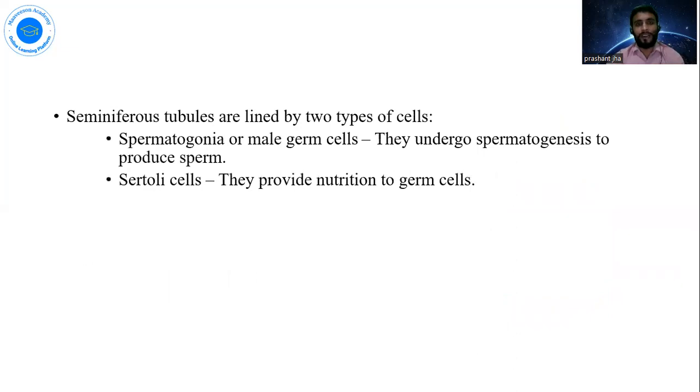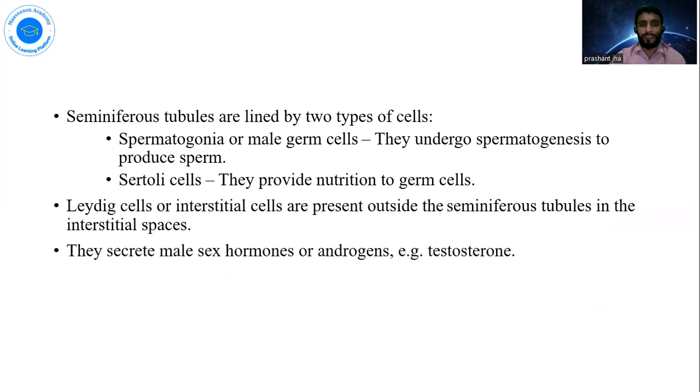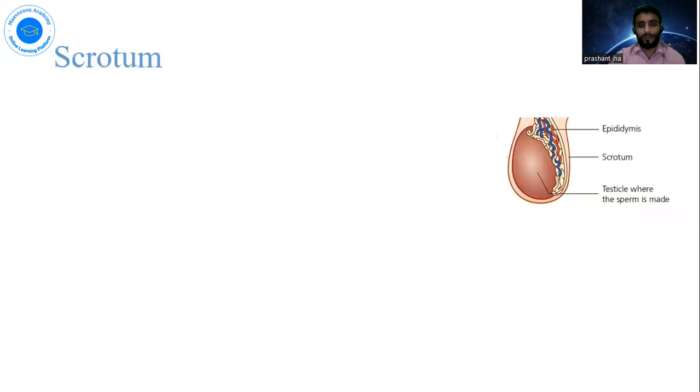Seminiferous tubules are lined by two types of cells. First is the spermatogonia or male germ cells. They undergo spermatogenesis to produce the sperm. And second is the Sertoli cells. They provide nutrition to the germ cells. Leydig cells or interstitial cells are present outside the seminiferous tubules in the interstitial spaces. They secrete the male sex hormones or androgens like testosterone.